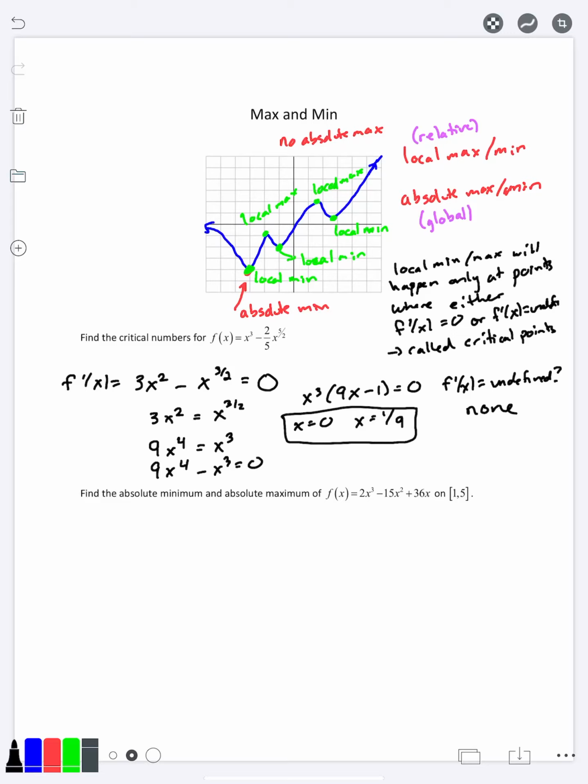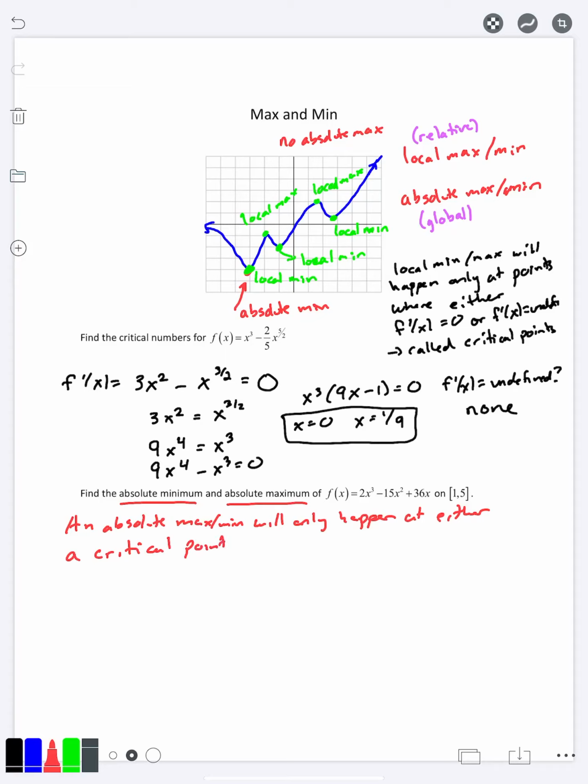Now, what if we want to use these critical points and actually find max and mins? Well, it turns out it's going to be a little easier to find absolute max and mins. We'll do that first here. And the following is true here. An absolute max or min will only happen at either a critical point or an endpoint of the interval.